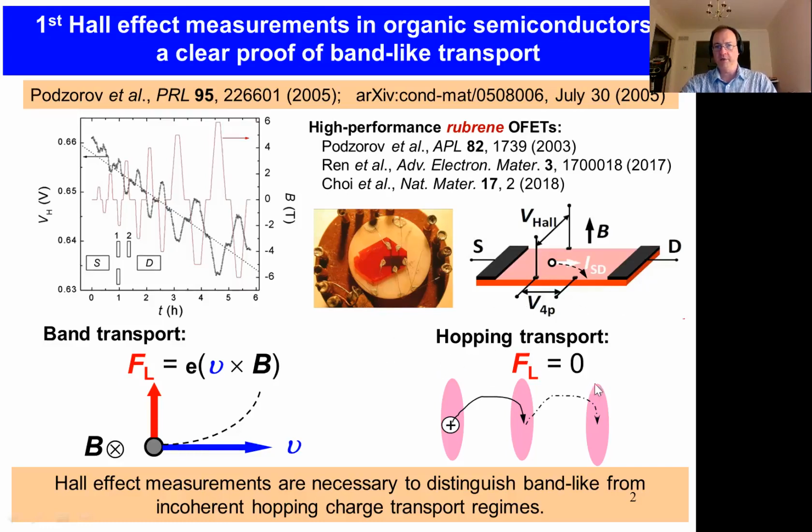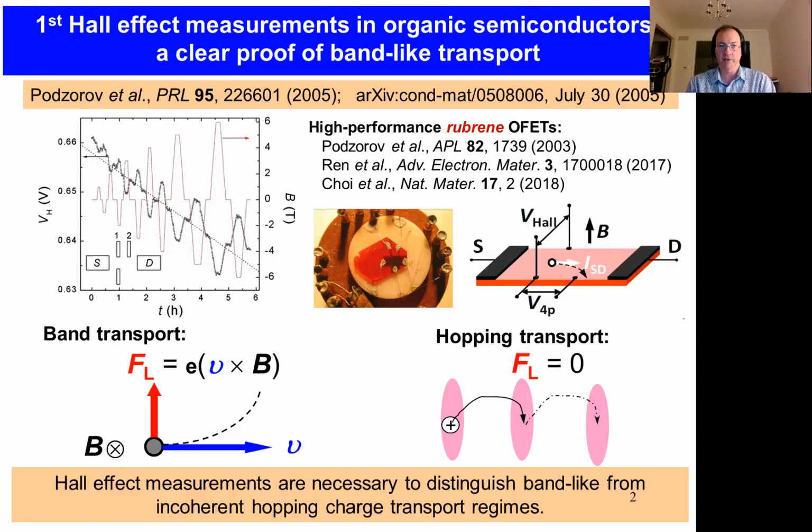While in the hopping regime, the carriers are moving by quantum mechanical tunneling from molecule to molecule. And in this regime, even though you may have a non-zero net current flow in a certain direction, microscopically, the velocity cannot be defined. So it's essentially zero. Instead of the velocity, you have probabilities of tunneling between the molecules. And so the classical Lorentz force is zero. So one should not be able to see any classical Hall effect, at least in the hopping transport regime.